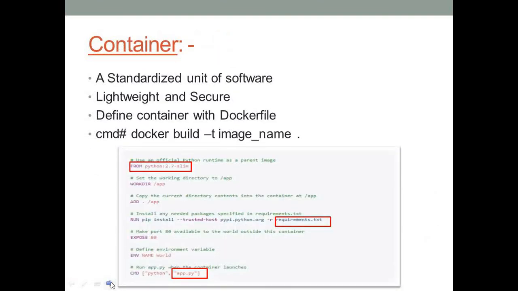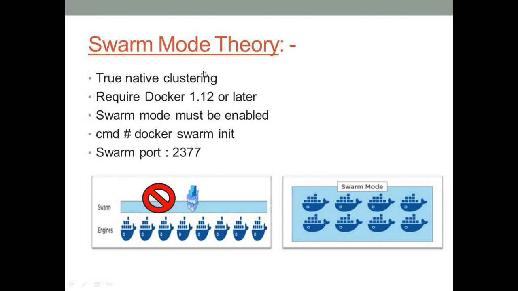Okay, so swarm mode theory. What is swarm mode? In a container image, we are going to create just one image, but in production we need multiple images to serve better, correct? So what we are going to do is use the same image with multiple containers. So it is basically for high availability.